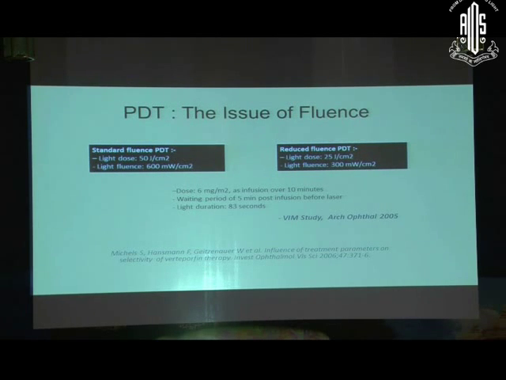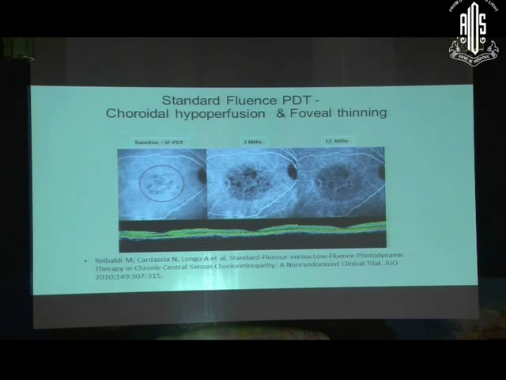Now, there are two types of PDT we use, which are standard fluence and reduced fluence. Reduced fluence can be a light dose, where the light dose is given as 25 joules per centimeter square, and the light fluence is 300 milliwatts per centimeter square.